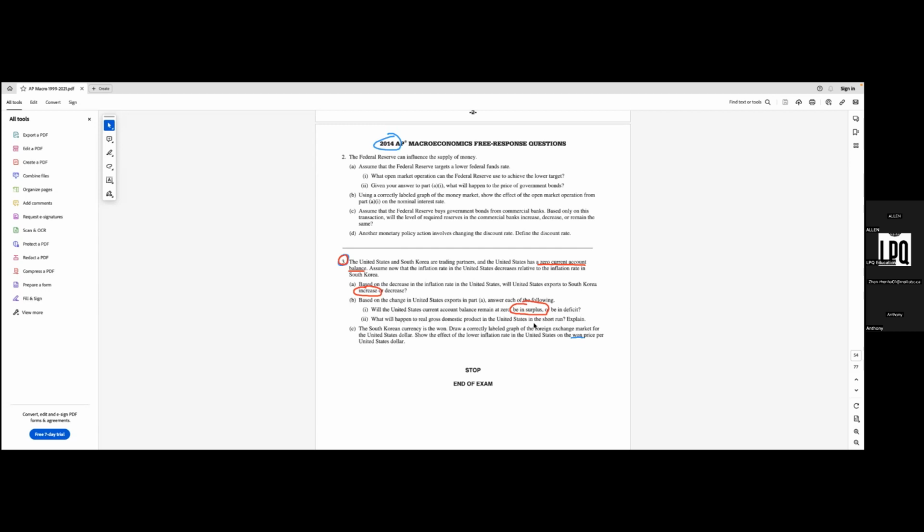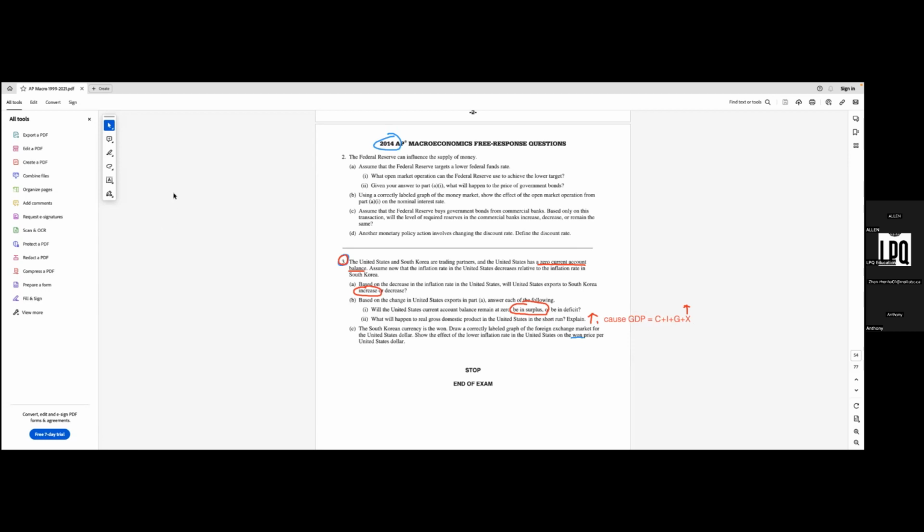What will happen to real GDP in USA? It increases because of net exporting. GDP equals consumption plus investment plus government spending plus net exporting. If net exporting, the uppercase X here, is one of the four components of GDP, increases, the GDP will also increase.